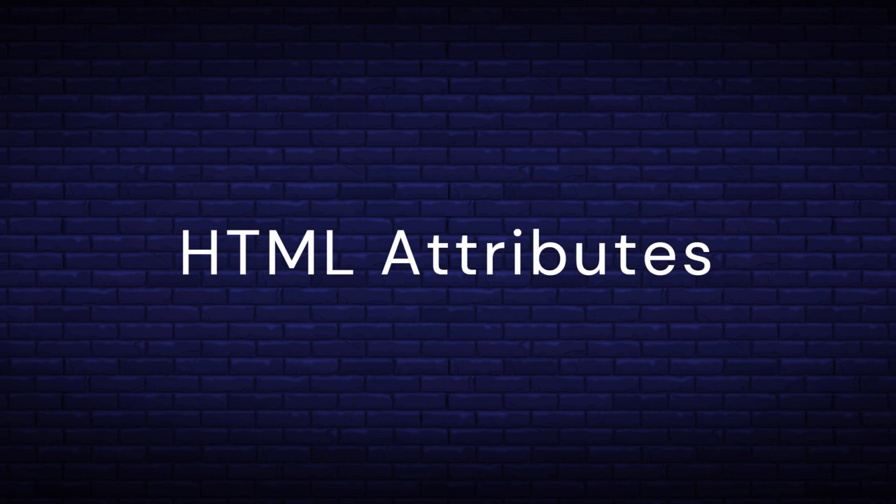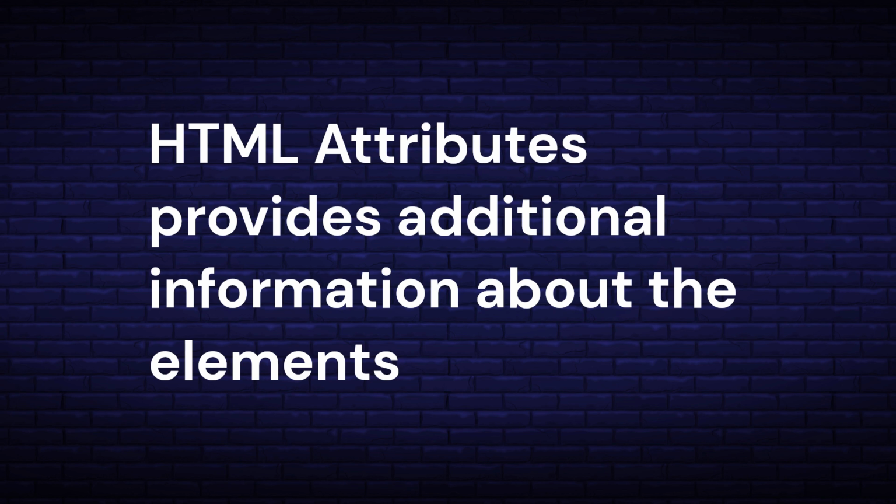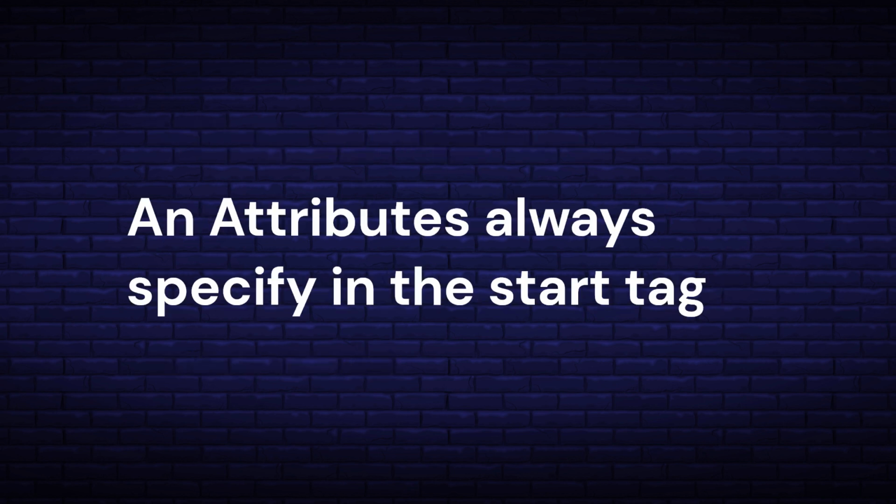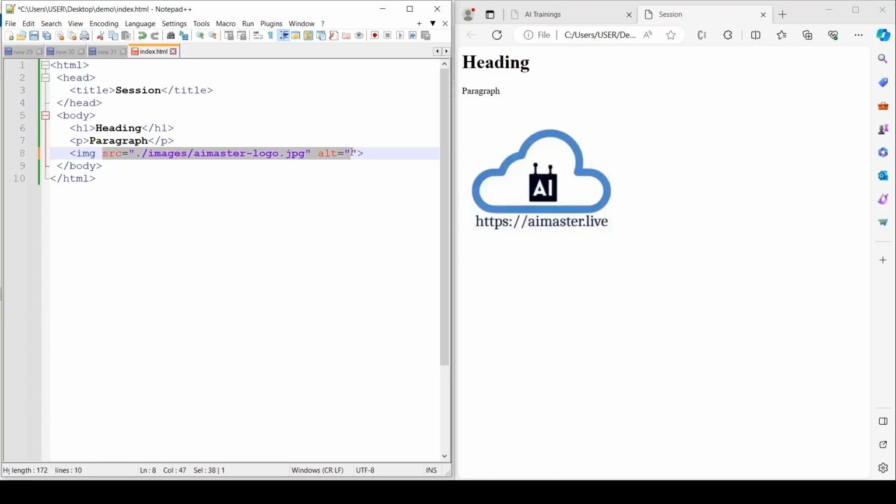HTML attributes provide additional information about the elements, and attributes are always specified in the start tag only. For this image tag we don't have an end tag. In the other HTML elements, like the paragraph tag and H1 tag, we can also use attributes. Where do we have to use those attributes? In the start tag.